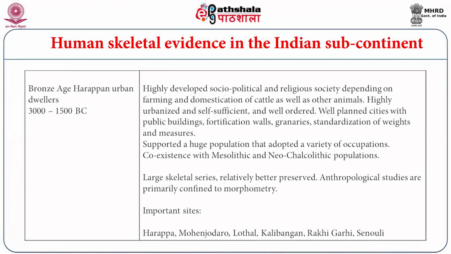Large skeletal series, relatively better preserved, are found at these sites. Anthropological studies have mainly been confined to morphometric analysis. There is much more analysis we can undertake to better unravel the information hidden in these skeletons. The important sites that have produced skeletal materials from the Harappan context are Harappa, Mohenjo-daro, Lothal, Kalibangan, Rakhigarhi and Sanauli.